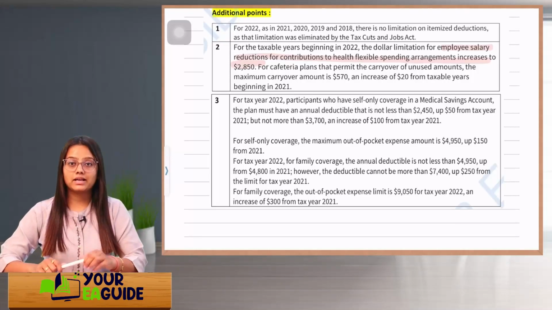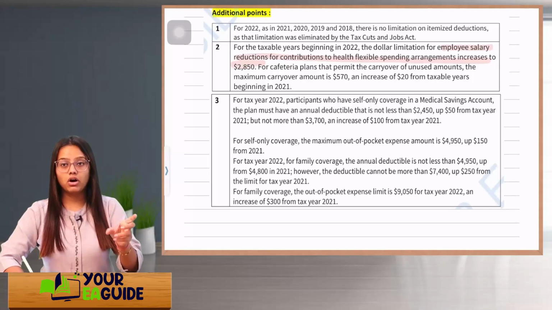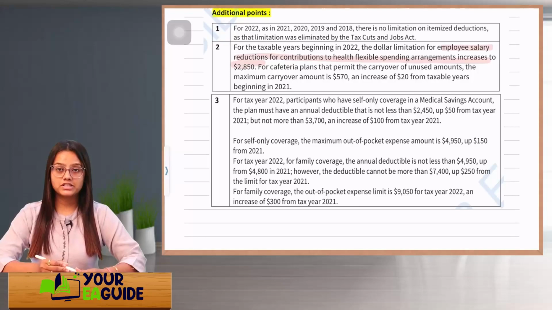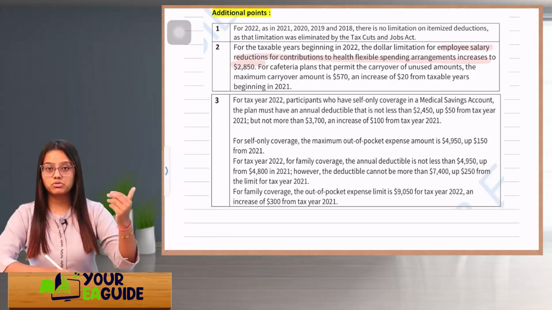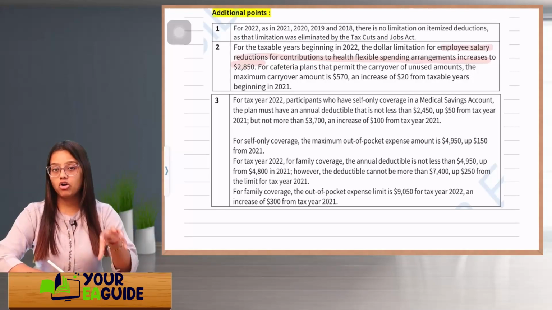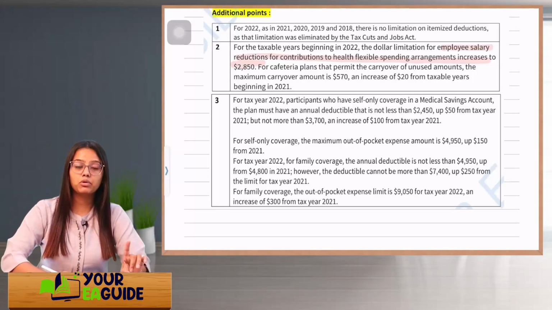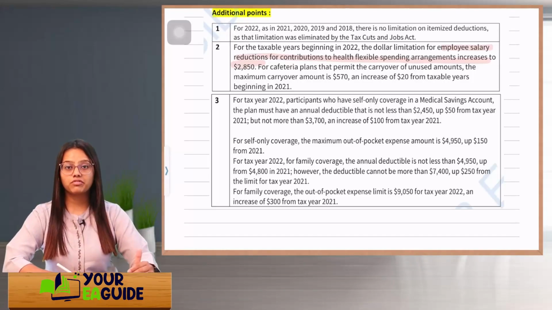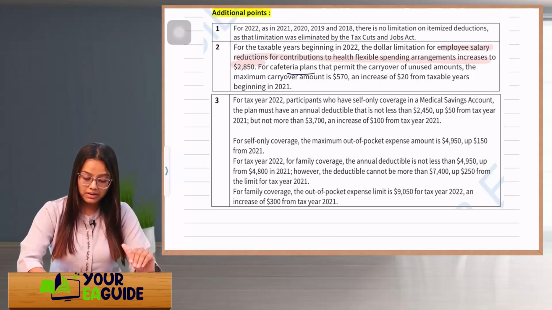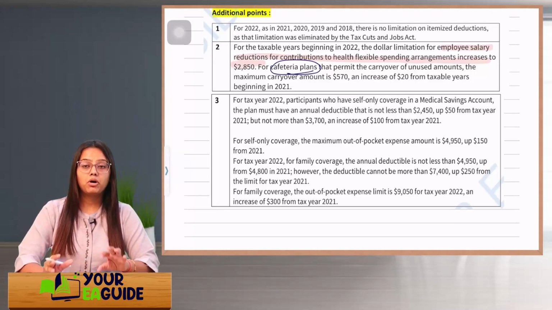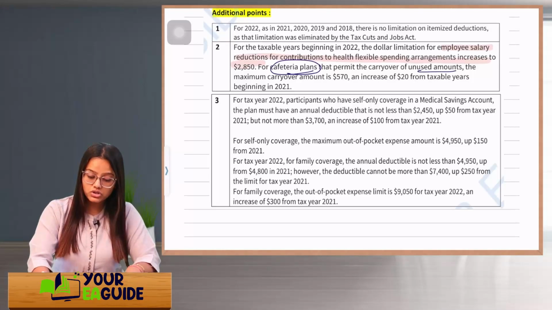So for the taxable year beginning from 2022, the dollar limitation for employee salary reduction for contribution to FSA. Okay, if the employer is going to make some contribution to FSA on behalf of the employee, from the employee's salary, how much FSA can they contribute? Maximum $2,850. Earlier it was some other amount, but now it has increased to $2,850. Also for cafeteria plan. Cafeteria plan means all the benefit related plans that permit the carryover of unused amount.